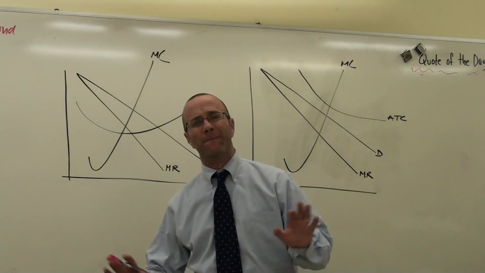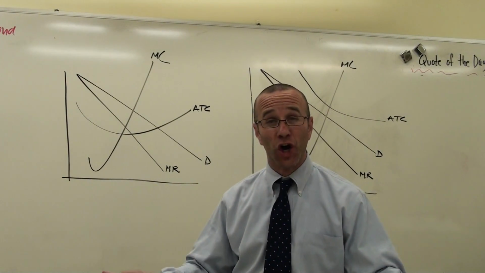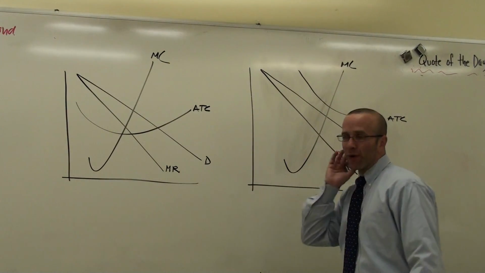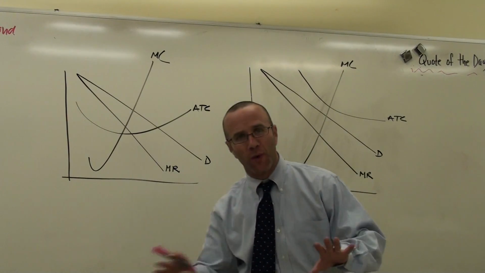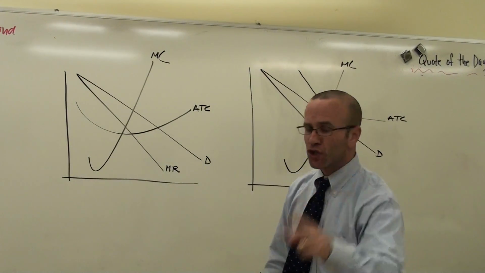If you're not sure about basic monopoly graphs, check out my last video. It's really, really good. Alright, so what we're going to do here is look at the three possible ways a monopoly can operate: unregulated, fair return, socially optimal.